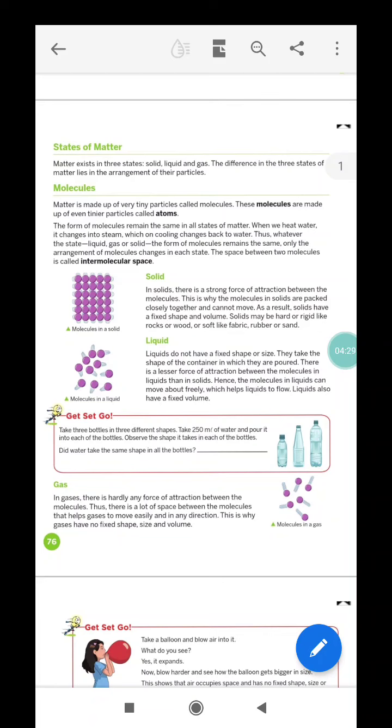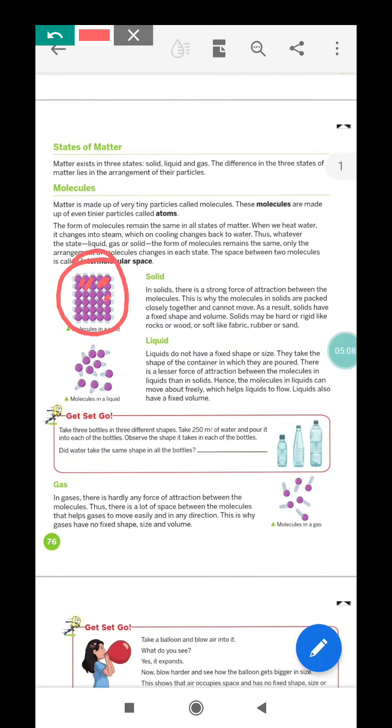Now we will read about solids. In solids, there is a strong force of attraction between the molecules. That is why the molecules in solids are packed closely together and cannot move. So as we have seen, the molecules in the solids are very tightly packed. There is very less space here, so they are tightly packed and they cannot move anywhere. As a result, they have a fixed shape and a fixed volume.